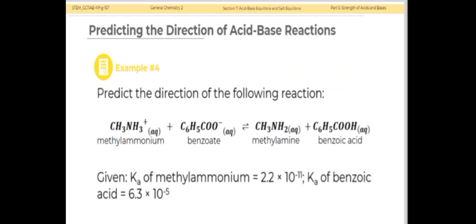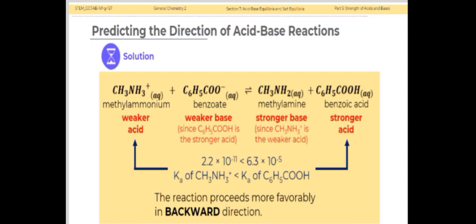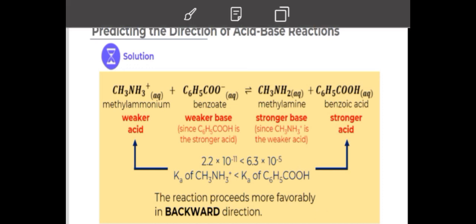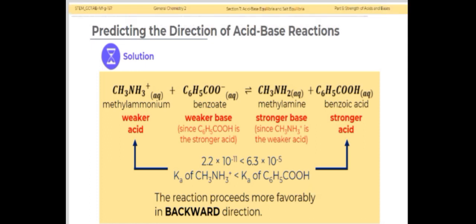Example 4. Predict the direction of the following reaction given the Ka of the acids. Solution: The Ka of methylammonium ion is lower than that of benzoic acid, suggesting that methylammonium is the weaker acid while benzoic acid is the stronger acid. With this, the conjugate base of methylammonium, methylamine, is the stronger base, while the conjugate base of benzoic acid, benzoate ion, is the weaker base. Since the stronger acid and the stronger base are on the product side, the reaction proceeds more favorably in the backward direction.